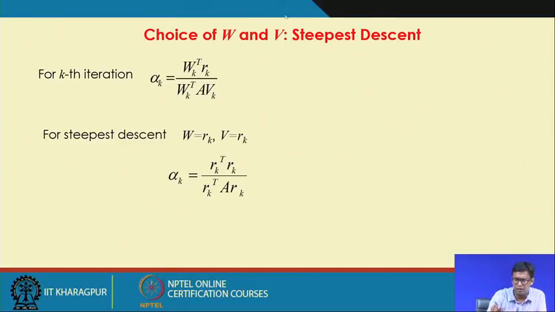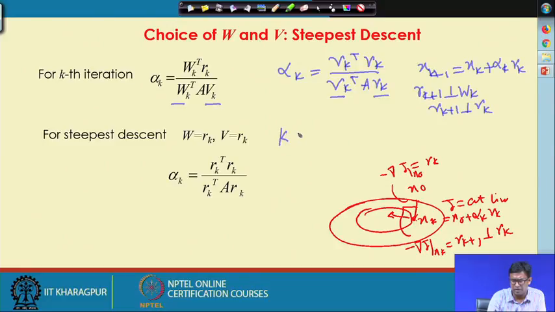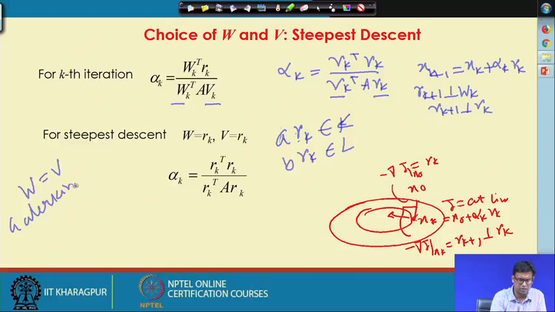So, any vector, say a times r k, belongs to K, also any vector b times r k belongs to L. So, as K and L, that is W and V, are the same, we call it W is equal to V. This satisfies the Galerkin condition, K is equal to L, that means this is an orthogonal projection.